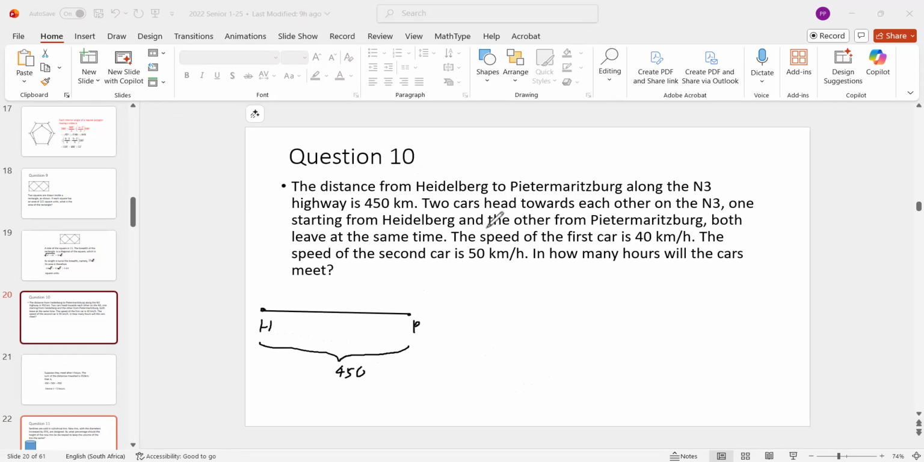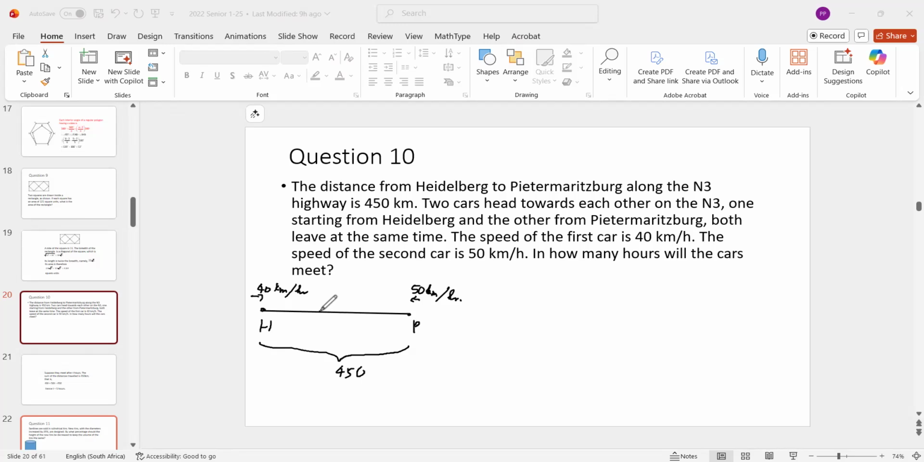Two cars head towards each other. Okay, so one leaves Heidelberg, the other leaves Pietermaritzburg. So I presume they leave at the same time. All right, so both of them leave at 8 o'clock. And the speed of the first car, the Heidelberg one, is 40 kilometers per hour, and the other one is 50 kilometers per hour. In how many hours will the cars meet? All right, they meet somewhere.